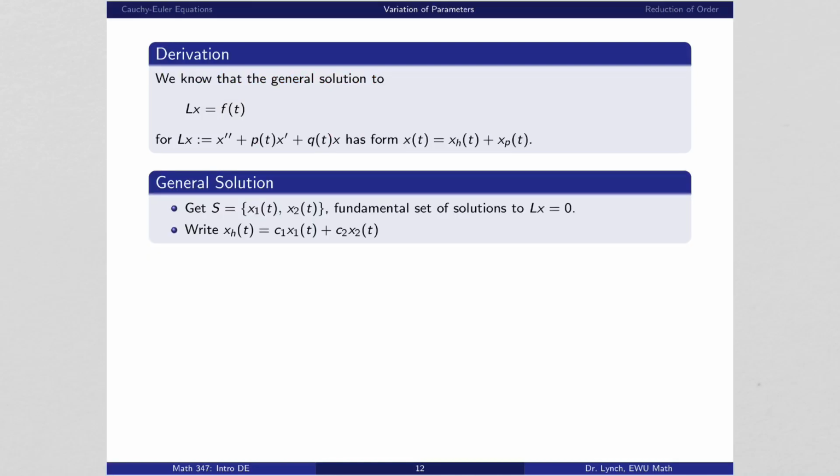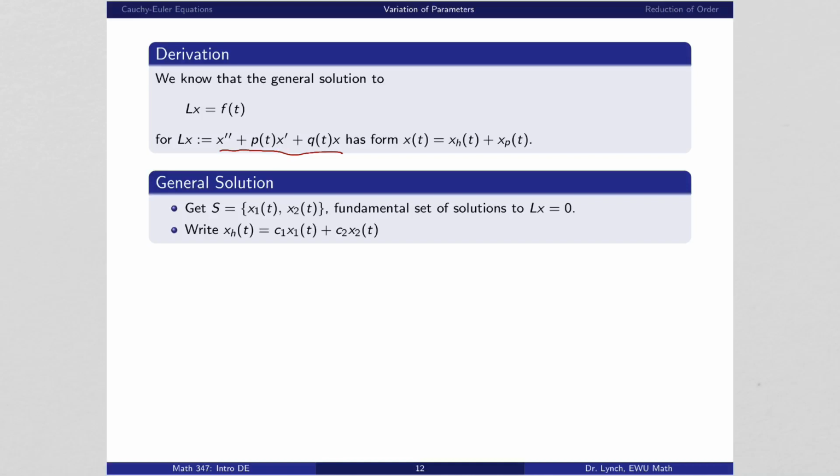Here is the main strategy. The general solution to the corresponding linear non-homogeneous differential equation, x double prime plus p of t x prime plus q of t x equals f of t, has form of xh plus xp, where xh is the solution to the corresponding homogeneous equation, and xp is a particular solution. Once again, if we can find a fundamental set of solutions to the corresponding homogeneous equation, we'll take xh to be c1x1 plus c2x2. And then all that remains is to find a particular solution.